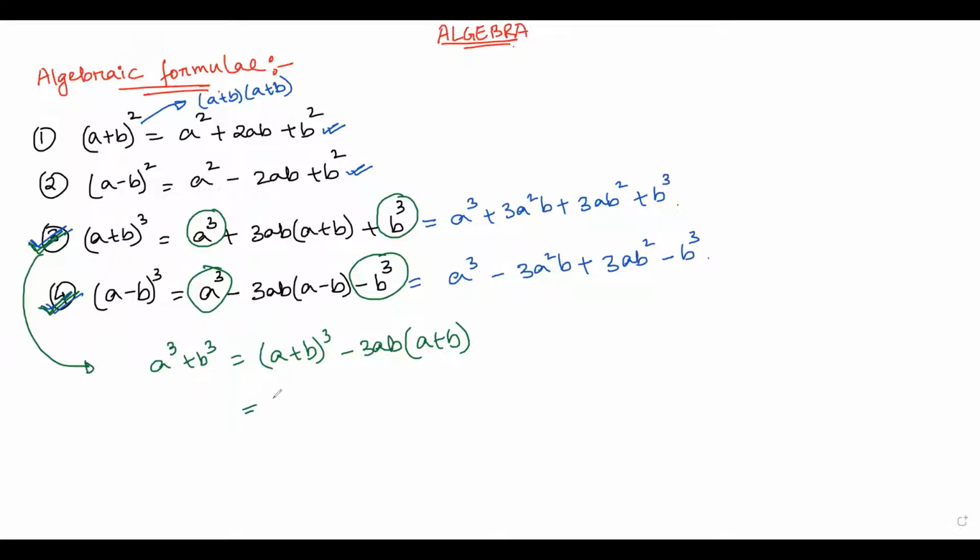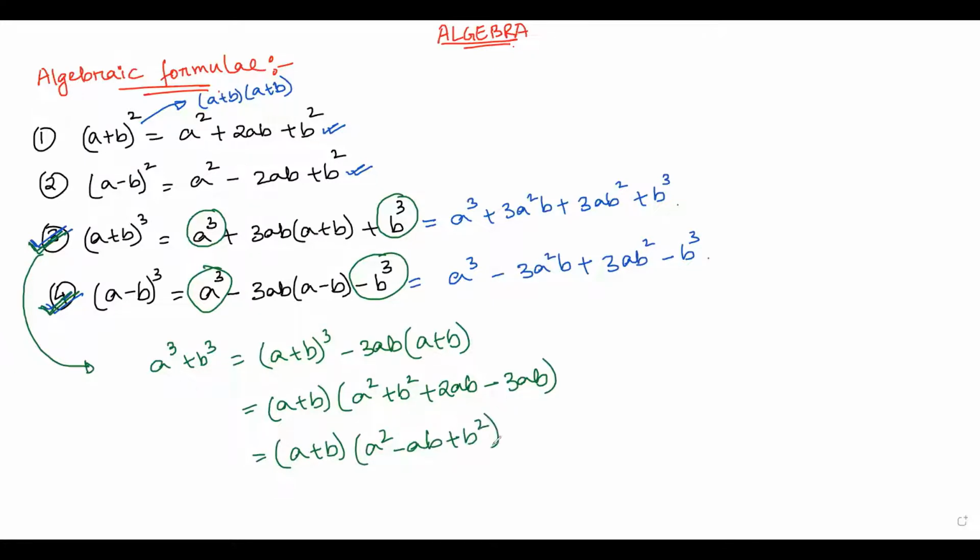Now, if we take common a plus b, in that case, we would be left with a plus b whole square, which would be a square plus b square plus 2ab. And in this, we'd be left with minus 3ab. So this would be finally a plus b times of a square plus 2ab and minus 3ab would be giving us minus ab, and this is plus b square. So from here, we can get the formula for a cube plus b cube, which is simply a plus b times of a square minus ab plus b square.